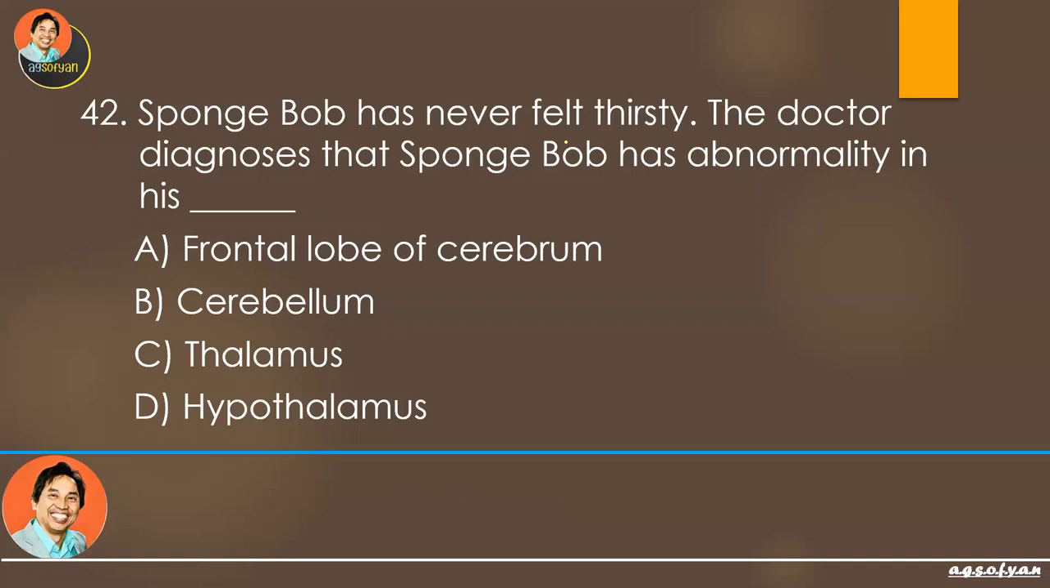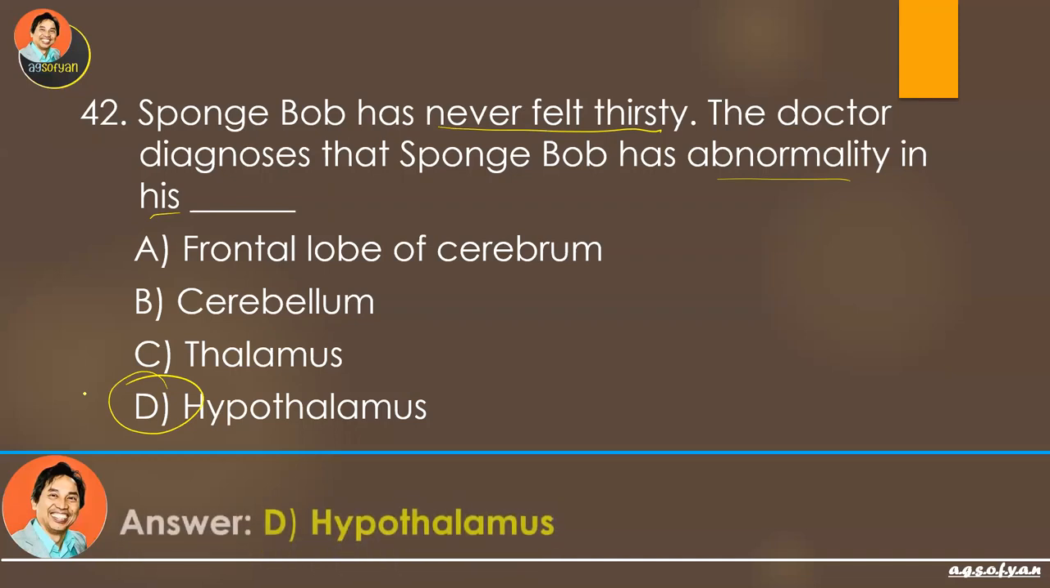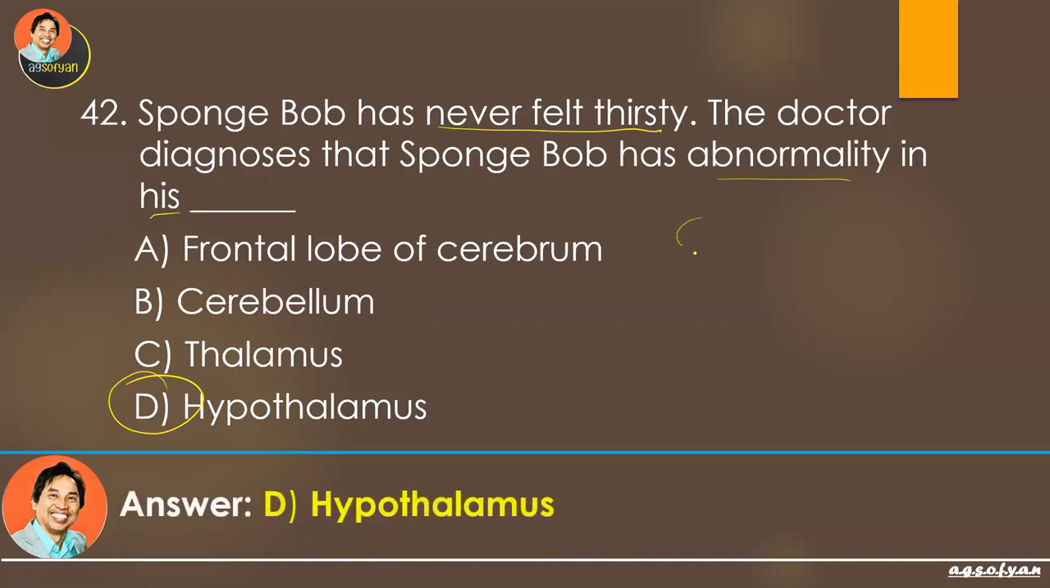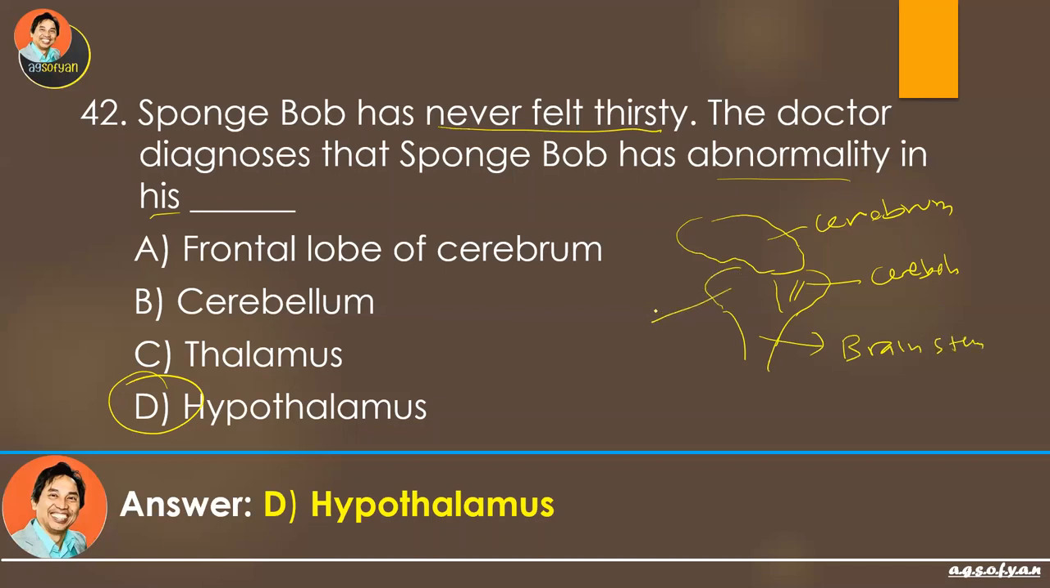SpongeBob has never felt thirsty. The doctor diagnosed that SpongeBob has an abnormality in where? Of course, which part controls the water osmolarity and water reabsorption? This will be the hypothalamus. You see the brain, let's say this is the cerebrum. Behind the cerebrum, you have the cerebellum, and after that there will be the brain stem. The middle part over here is called the diencephalon, and that diencephalon consists of three parts.